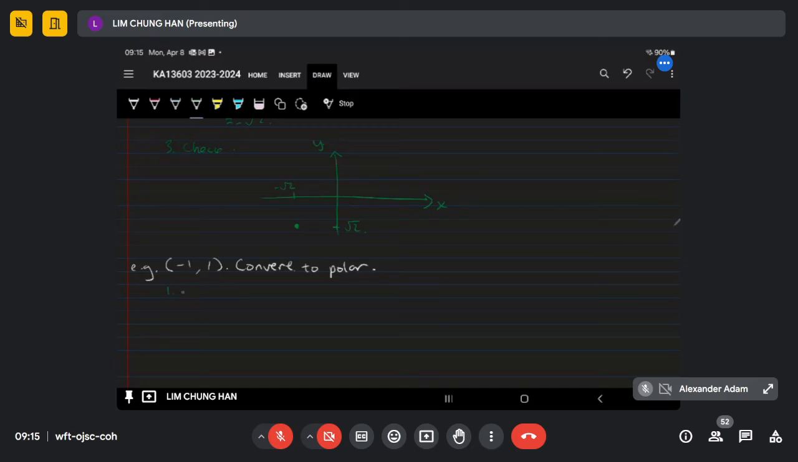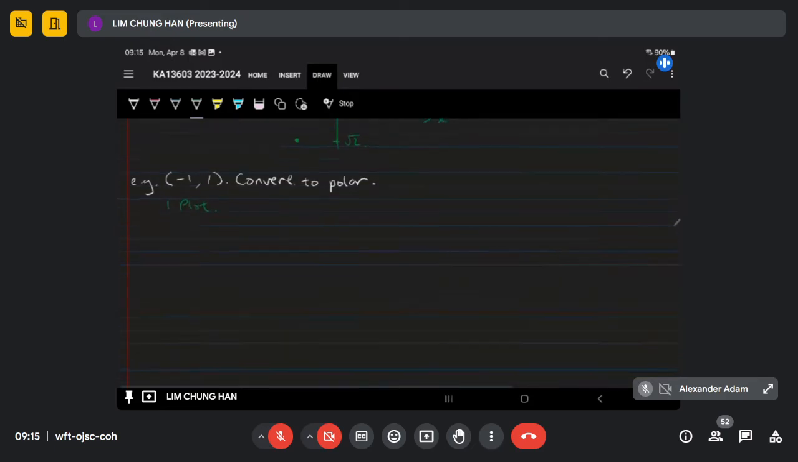Step 1, plot. Obviously this is Cartesian, so you plot on the Cartesian coordinate system first. So -1 and +1. The -1 is along the x-axis, so it's going to be here, and then the +1 is here. So the point is there in the second quadrant. All right. Next, we convert.